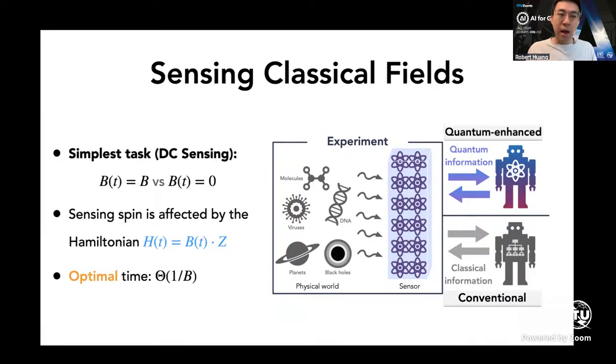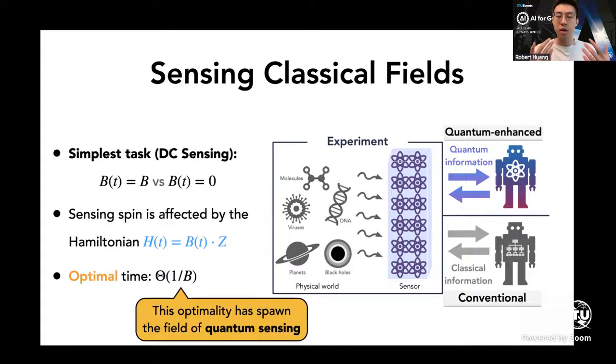So for the simplest task, over the past many decades, people have figured out the optimal time it takes to detect whether the field is present or not. It's given by 1/b. And this optimal scaling has essentially spawned the entire field of quantum sensing, where people try to create quantum states, try to put the spin in a certain form, such that this 1/b can be achieved robustly.